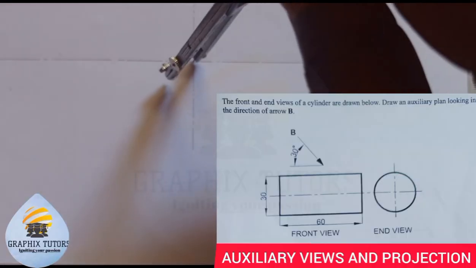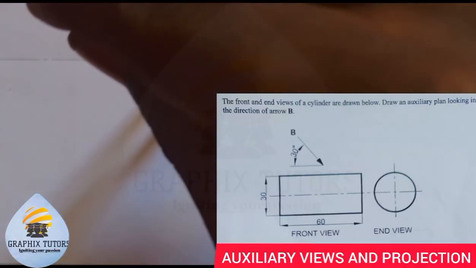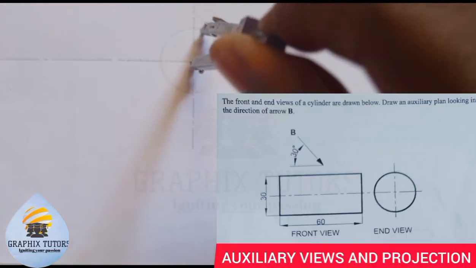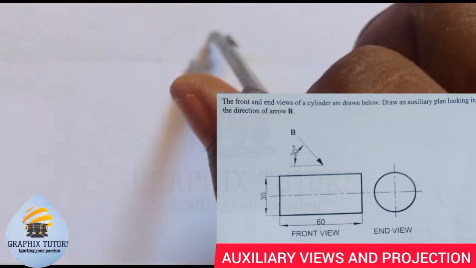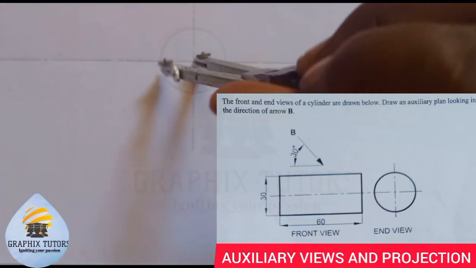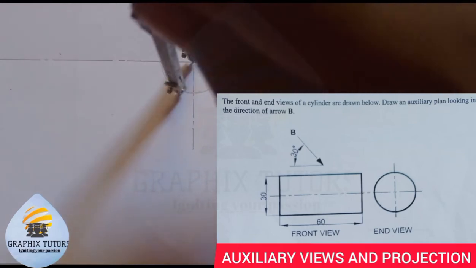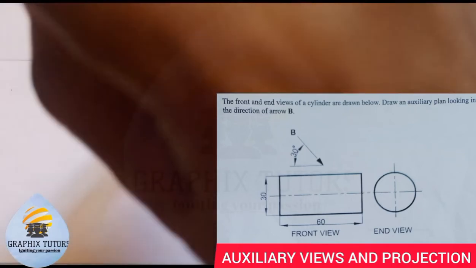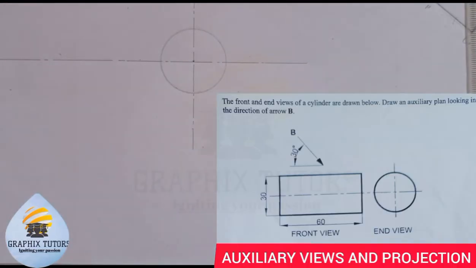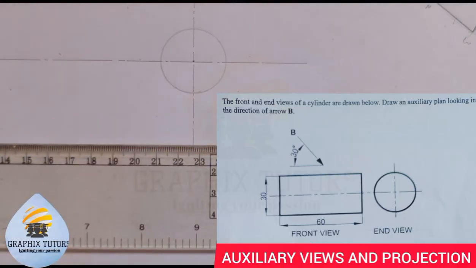And I'm going to draw a circle this way. So we draw the circle this way. This is the circle that we have here, right? Now with this circle, we are going to produce the cylinder, that is the front elevation. From the end view, we'll produce the front elevation.